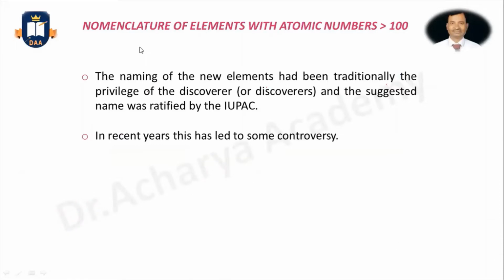This nomenclature above 100 of atomic numbers, the naming of these new elements has been traditionally the privilege of the discoverer, that means who discovered. After his or their names, the new elements are being named, and the suggested name was ratified by the International Union of Pure and Applied Chemistry, IUPAC.